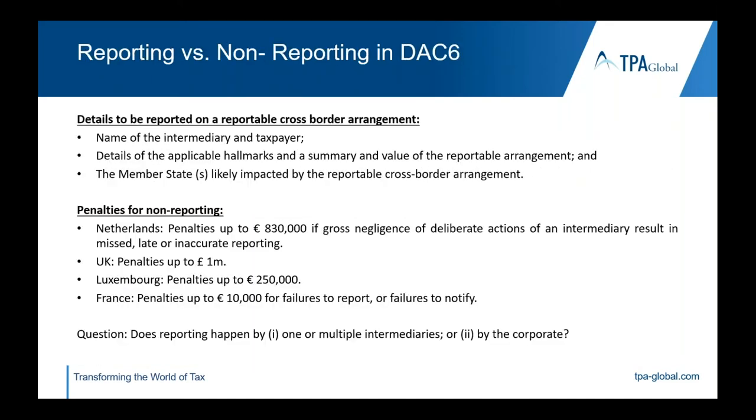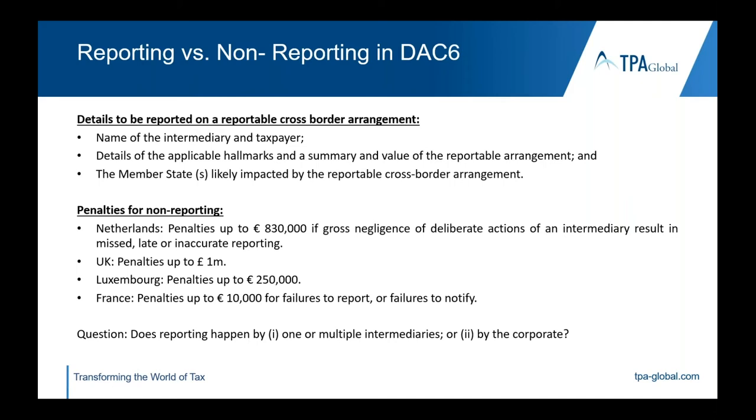Moving on to the next slide, which sets out the details to be reported on a reportable cross-border arrangement and the consequences for not reporting. First of all, if you have decided that there is a reportable cross-border arrangement, the details you need to submit to the tax authority are the name of the intermediary and the taxpayer, the details of the applicable hallmarks, a summary and value of the reportable arrangement, and the member states likely to be impacted by the reportable cross-border arrangement.